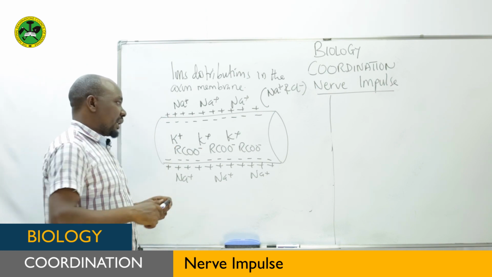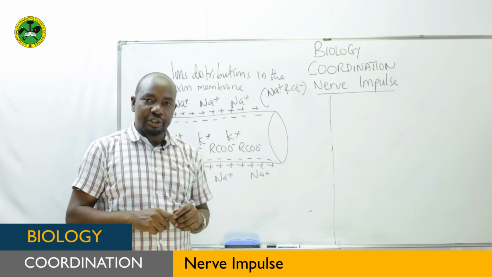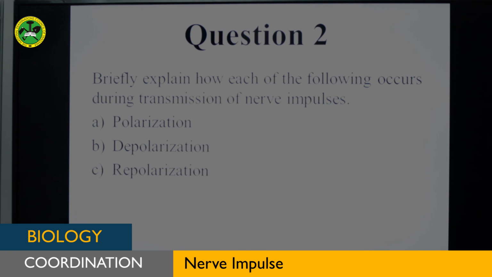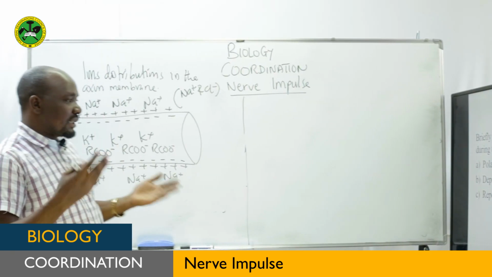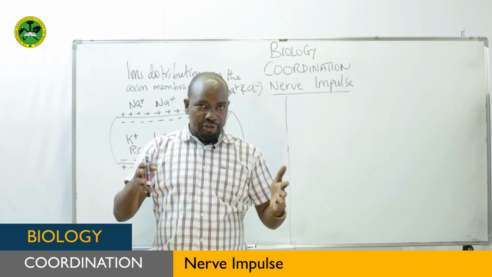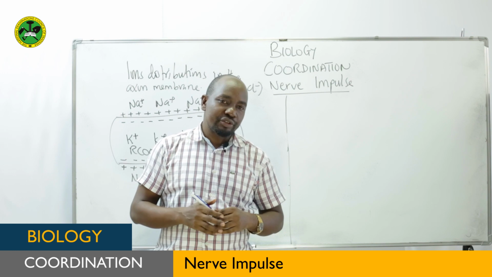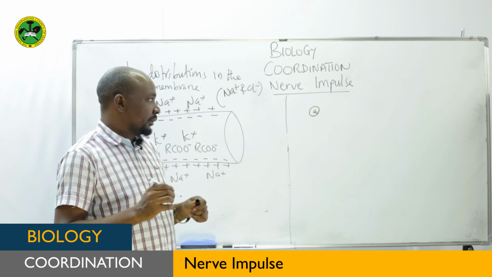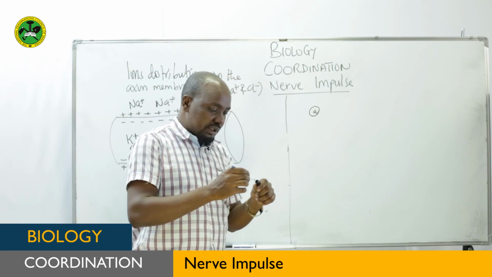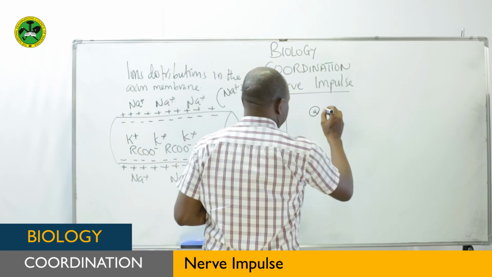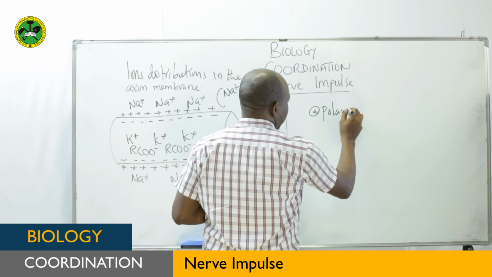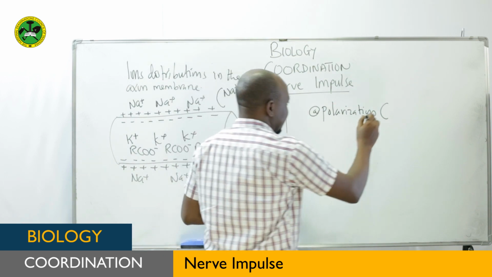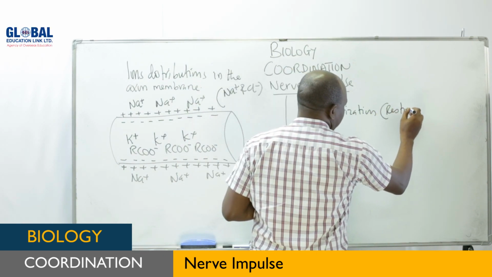Then let us go back to our question number 2. How does depolarization occur? Depolarization is the change in potential difference across the axon membrane from when it is at rest, when it is positively charged outside and negatively charged inside. That is the polarization. This occurs during resting potential.